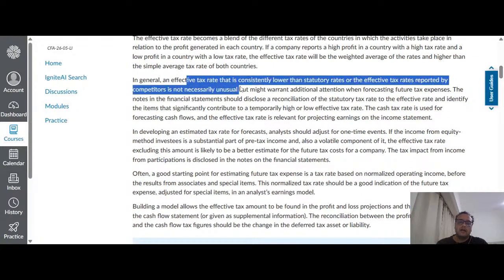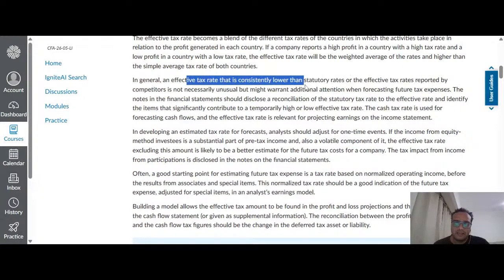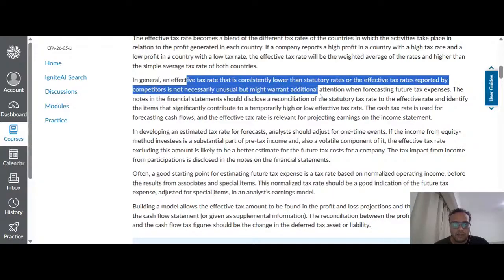In general, an effective tax rate that is consistently lower than statutory rates, or than effective tax rates reported by competitors, is not necessarily unusual but might warrant additional attention when forecasting future tax expense. If your ETR is lower than the statutory tax rate, or lower than the competitors', then you need to pay additional attention when forecasting tax expenses of the future.